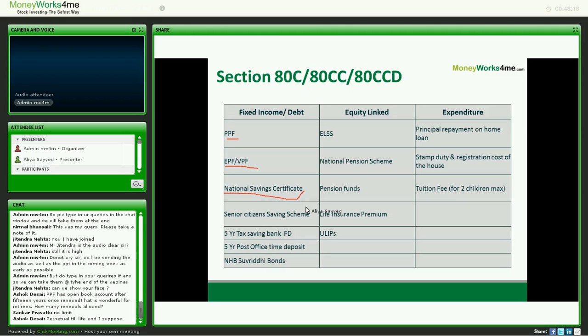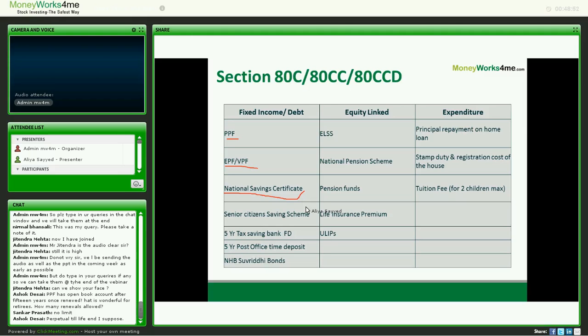Then I think we have 5-year tax saving fixed deposits. I don't need to talk a lot about that. It's like a normal fixed deposit. The only difference is that it's labeled as a tax saving deposit, and if your interest payment is more than 10,000, there'll be tax deducted at source, and you will have to do it through a certified bank. Similarly, you have a 5-year post office time deposit, which is very old. All you have to do is invest into the scheme.